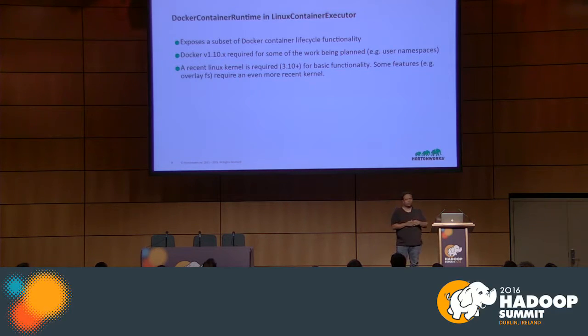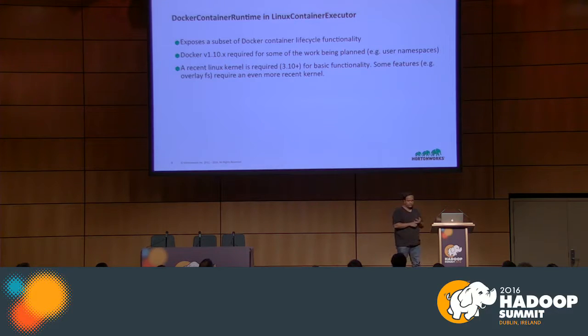Now, the Docker container runtime exposes a subset of functionality that Docker provides and exposes it via the Linux Container Executor. We could have gone down the path of providing free-form access to the Docker command line, but that has a whole bunch of security implications. If you're able to run Docker containers, you're effectively a super user. So we need to make sure that not everybody who has access to the cluster necessarily has access to the Docker client itself. In addition, we also needed to make sure that whatever features we expose related to Docker make sense in the larger context of running Docker containers on Yarn.